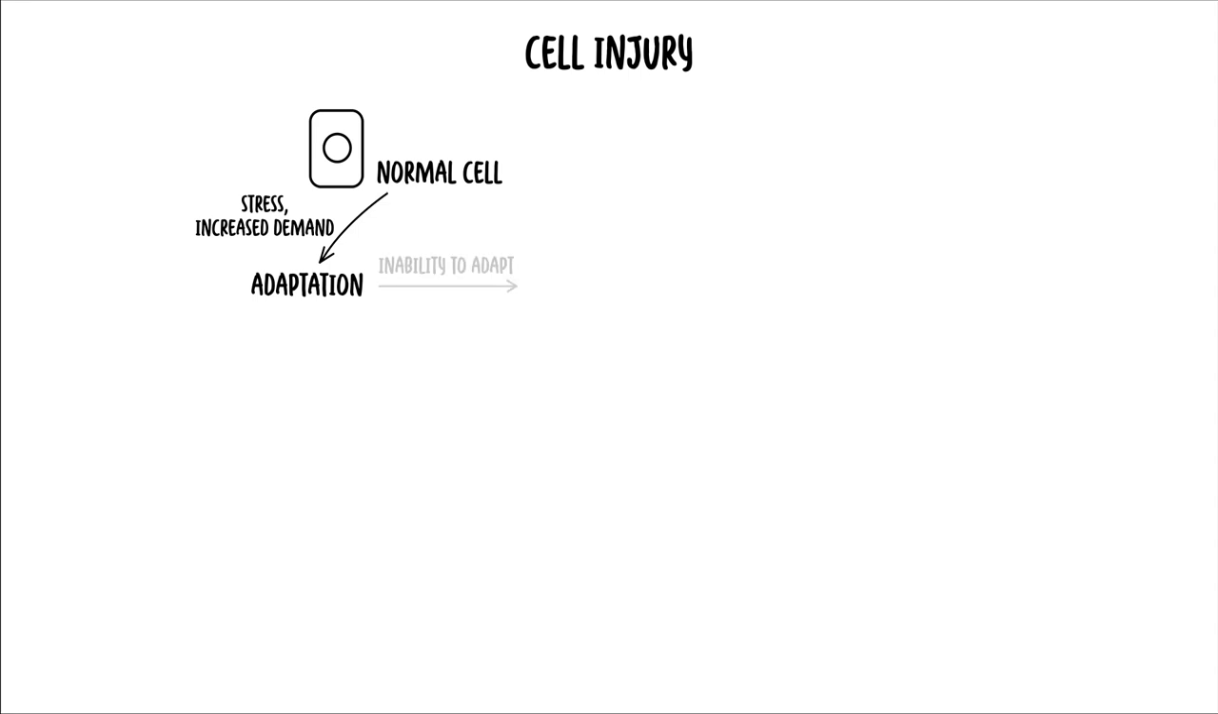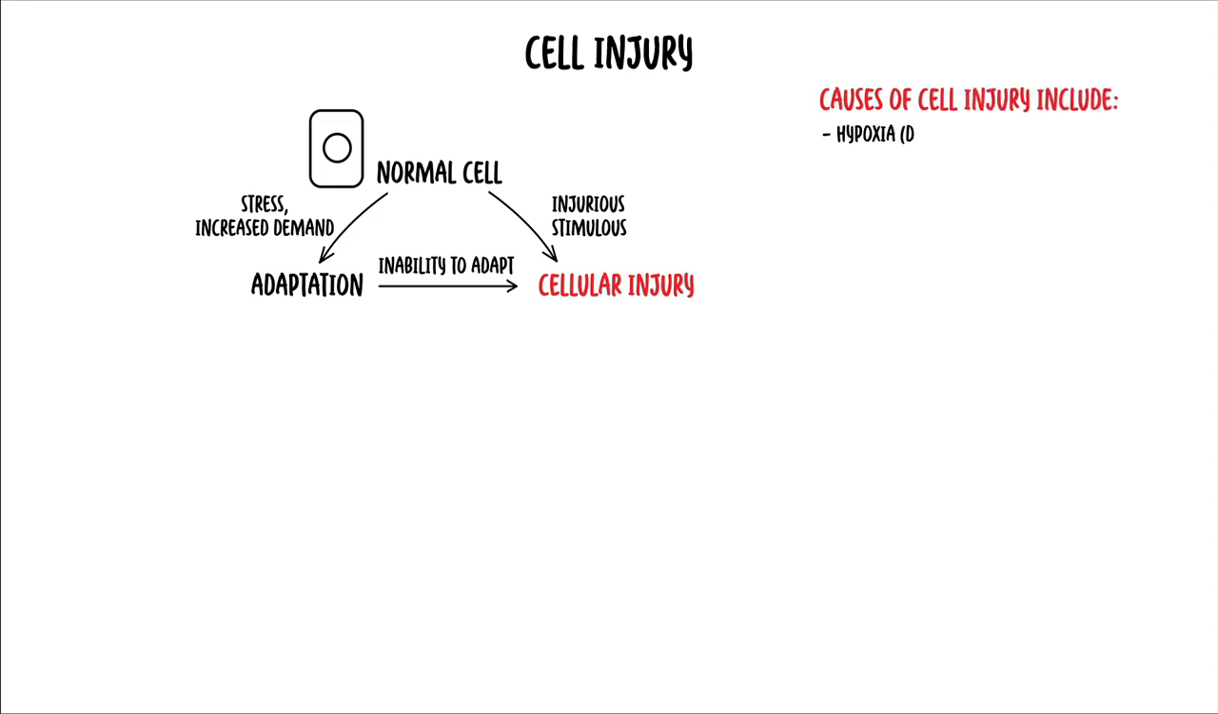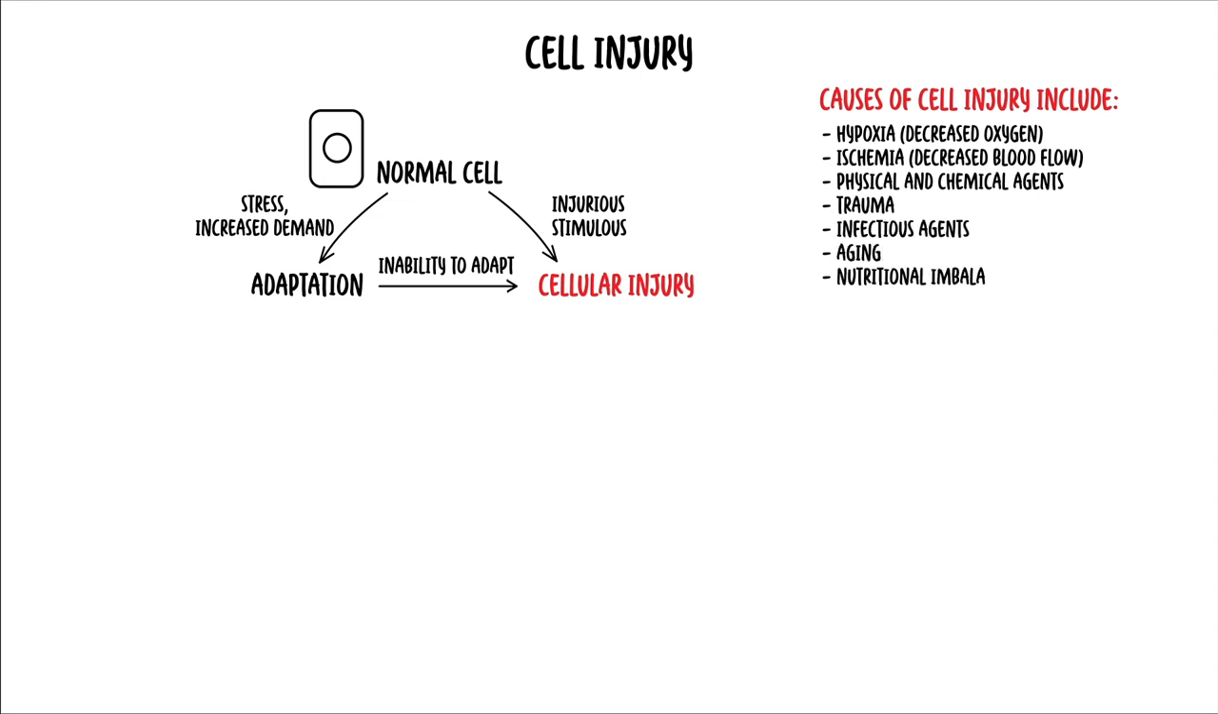So those are the four important cellular responses, adaptations. But what happens when the cells cannot adapt to their new environment? When cells cannot adapt to certain stimuli, they become injured, which can lead to cell death if not reversed. Some causes of cell injury include hypoxia, decreased oxygen, ischemia, decreased blood flow to that cell, physical or chemical agents, trauma, infectious agents, aging, and nutritional imbalances.